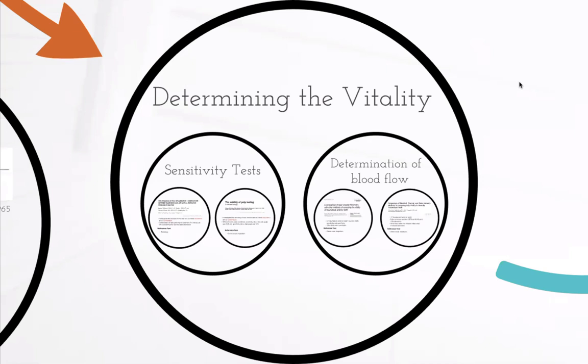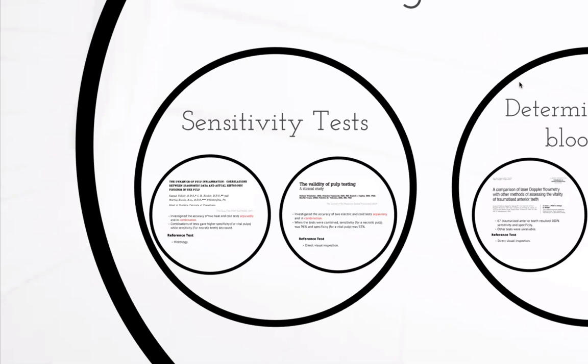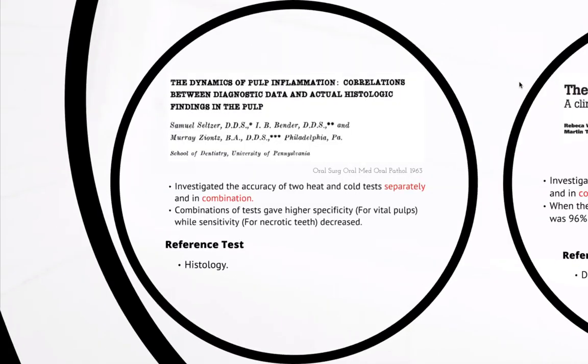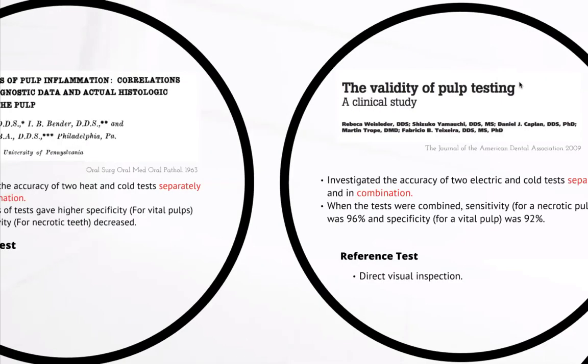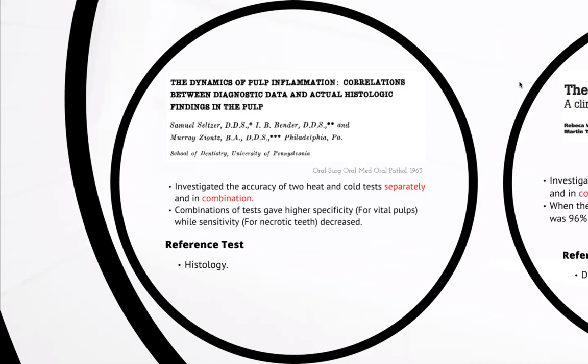So we're not absolutely 100% at determining whether the pulp is vital or not, let alone trying to get information about the degree of inflammation. This is an old study by Seltzer, and they wanted to see whether the hot and cold separately or combined can give a high specificity or sensitivity. And they found that the combination actually gives you higher specificity while sensitivity is decreased.